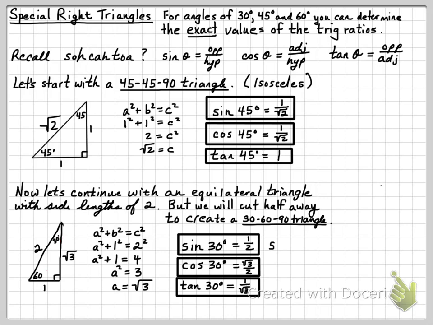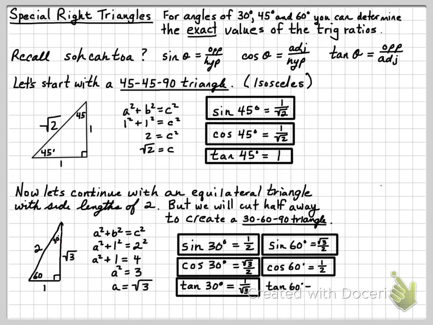The sine of 60 degrees is going to equal the opposite side, which is root 3, over the hypotenuse, which is 2. So that's root 3 over 2 exactly. The cosine of 60 degrees is going to be adjacent over hypotenuse, which is 1 over 2. And the tangent of 60 degrees is opposite over adjacent, which will be root 3 over 1. And that is our final answer.